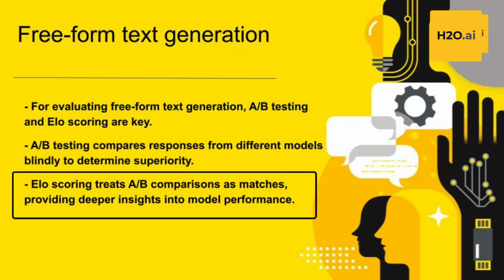A/B testing contrasts blind evaluation of responses from two different models or model versions to judge which is better. ELO scoring, inspired by chess, treats A/B comparisons like matches to compute model ratings, providing a deeper understanding of LLM performance and a means to compare models. H2O's LLM evaluation system provides a complete and accessible method for the assessment of large language models.